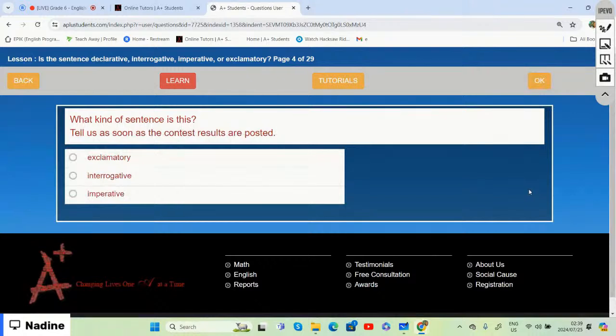All right, the next one says, what kind of sentence is this? Tell us as soon as the contest results are posted. Is this an exclamatory sentence, interrogative, or an imperative sentence? Tell us as soon as the contest results are posted.